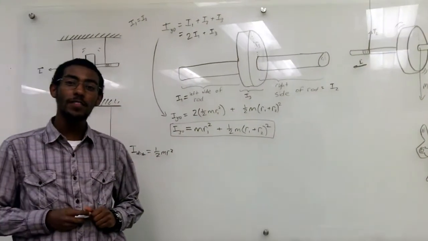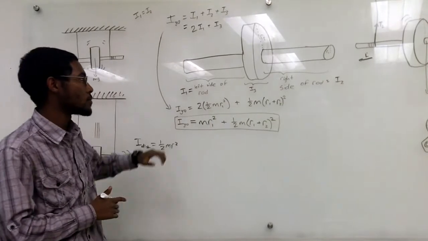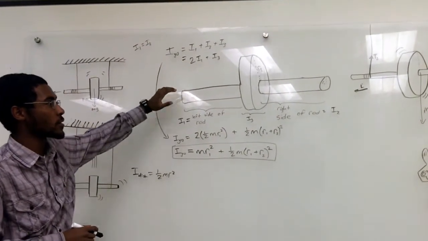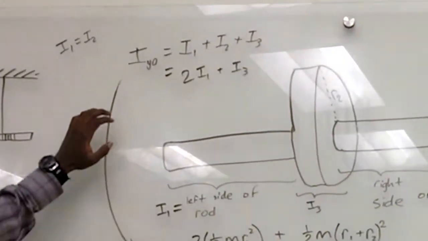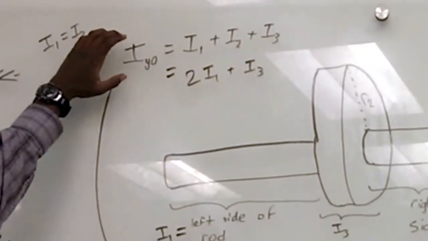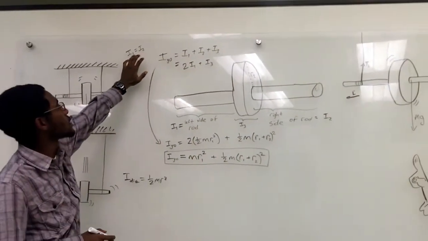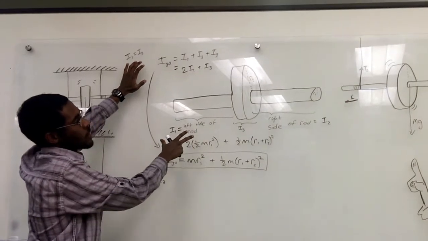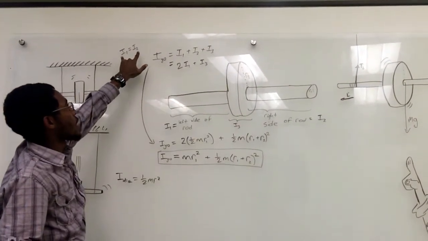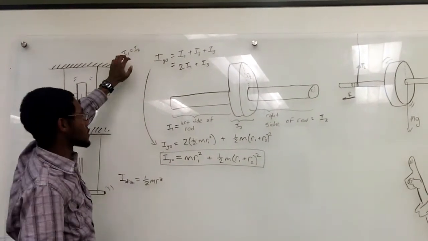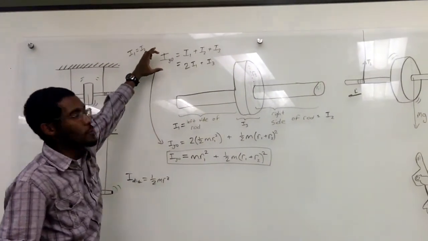In order to find the rotational inertia of the object, I broke it up into three separate objects, being the left side of the rod, the right side of the rod, and a disc in the middle. Which, if I add them up, I get the rotational inertia of the yo-yo. Since the left side of the rod has the same radius as the right side of the rod, they have equivalent rotational inertias, so I can just multiply it by 2, add the disc, and I'll get the rotational inertia of the yo-yo.